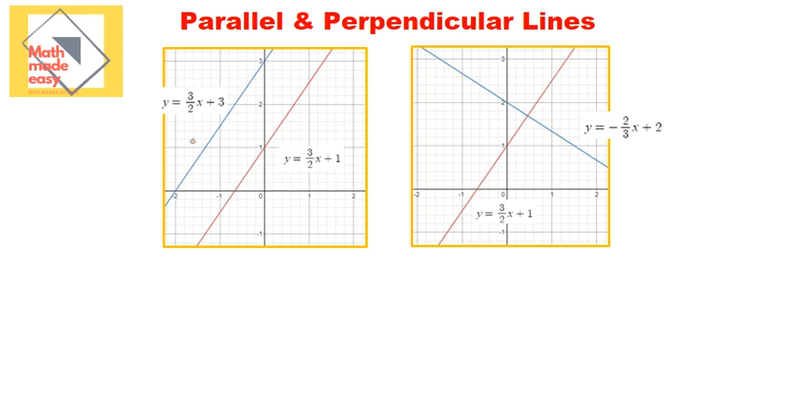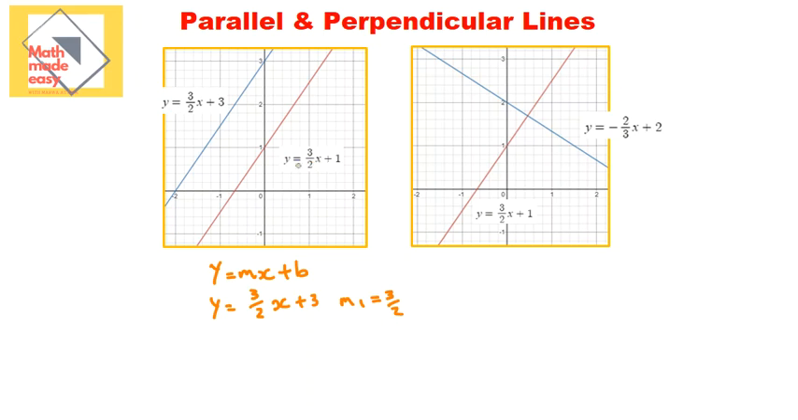So if we look at this blue line here, it has the equation y equals 3 over 2x plus 3. We did discuss in a previous video that this is the slope-intercept form of a linear equation, which is y equals mx plus b. Well, if m here is the slope, and we have y equals 3 over 2x plus 3, then we can tell that m1, the slope of the first line, is equal to 3 over 2.